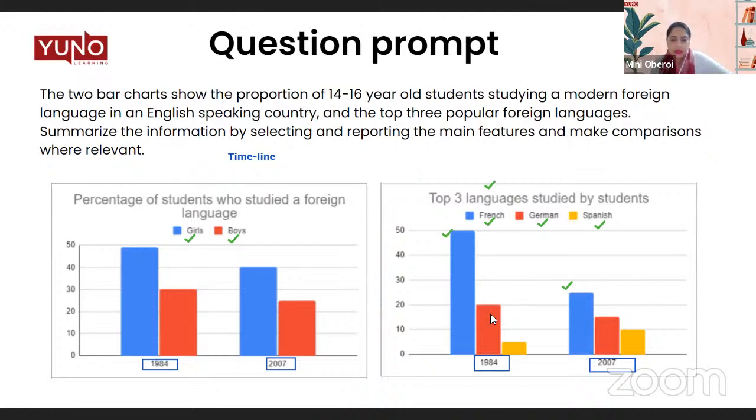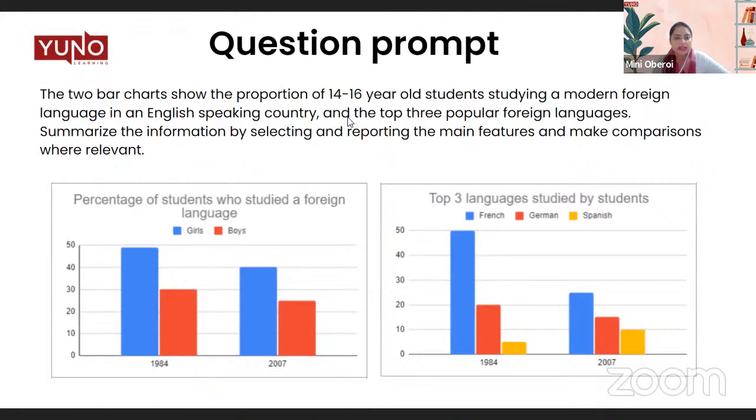Then if we look at German, of course, we can see that German was also studied by 20% of the students, but it was still less than half of the popularity of French, while Spanish was the least preferred language in 1984. However, with the passage of time, I would say Spanish increased in popularity, right? If we see, it improved from 5% to 10%, there is an increase, but still it couldn't surpass all the other languages, right? So this is what we observe in this visual input.